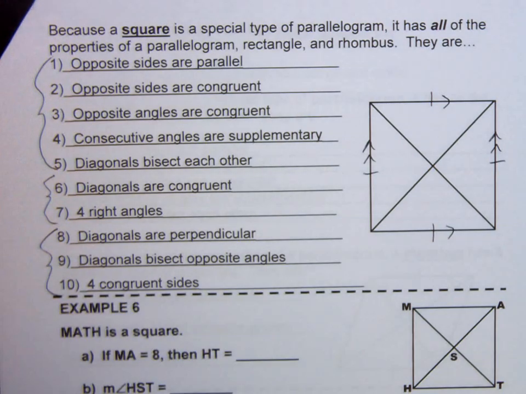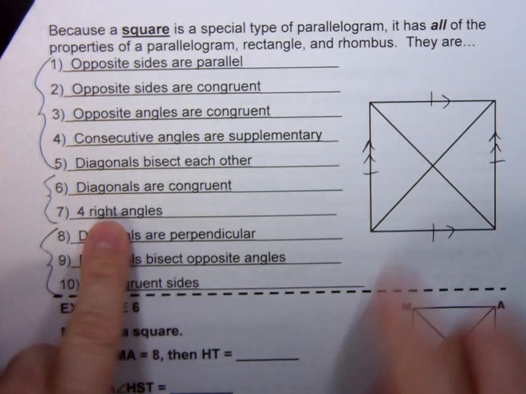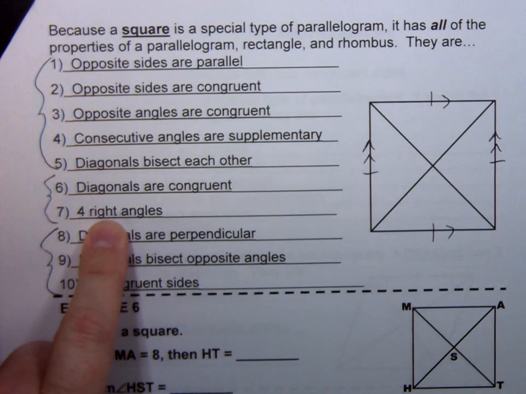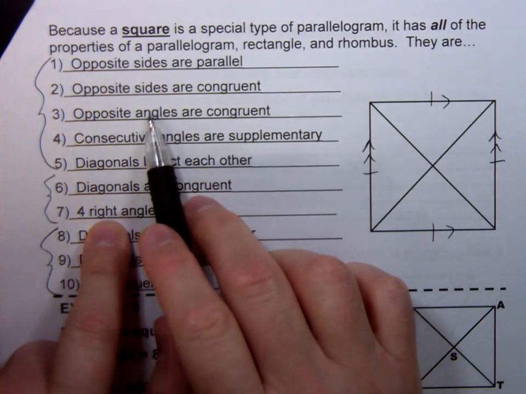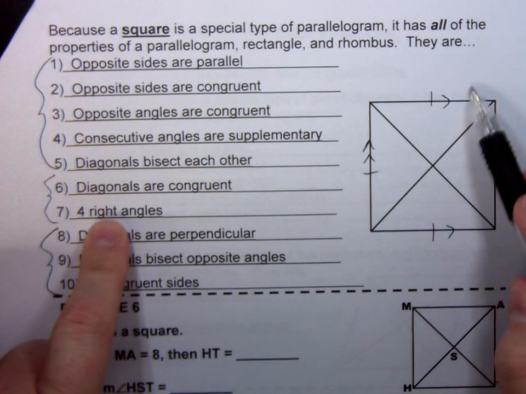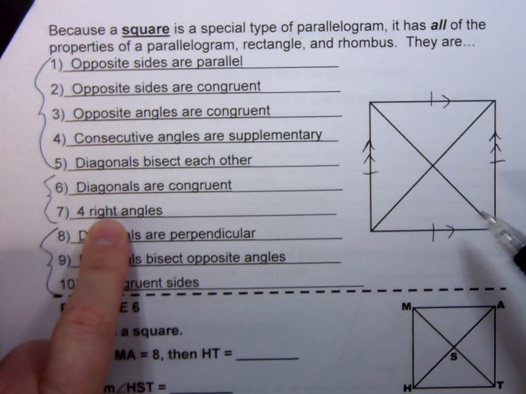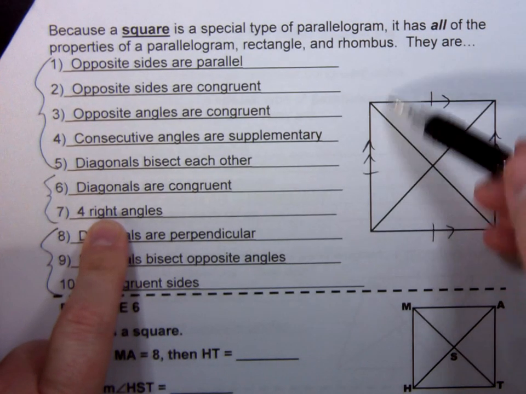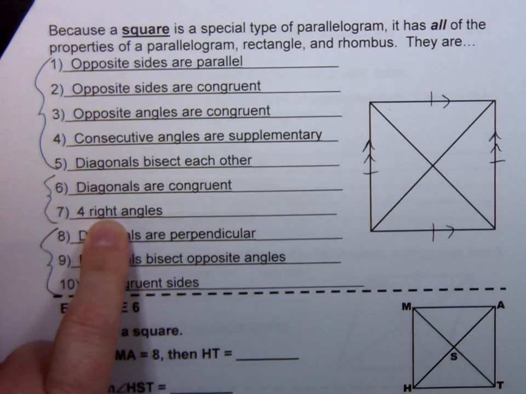It's got 4 right angles. This is a right angle, right angle, right angle, right angle. Now, that covers the fact that the opposite angles are congruent, because right angle and right angle are going to be congruent. And it covers the fact that consecutive angles are supplementary. 90 plus 90 is 180, so those are going to be supplementary.